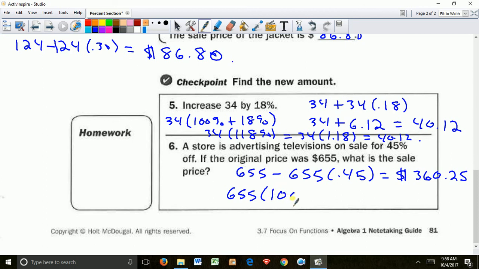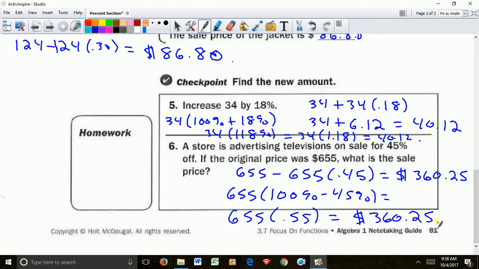Another way to do it is to take 655 times 100% minus 45%, and still get the same results. When you take 100% minus 45%, you get 55%. That as a decimal is 0.55. So essentially you're paying 55% of the original price, so of means to multiply. When you simplify this, you're still going to get $360.25.